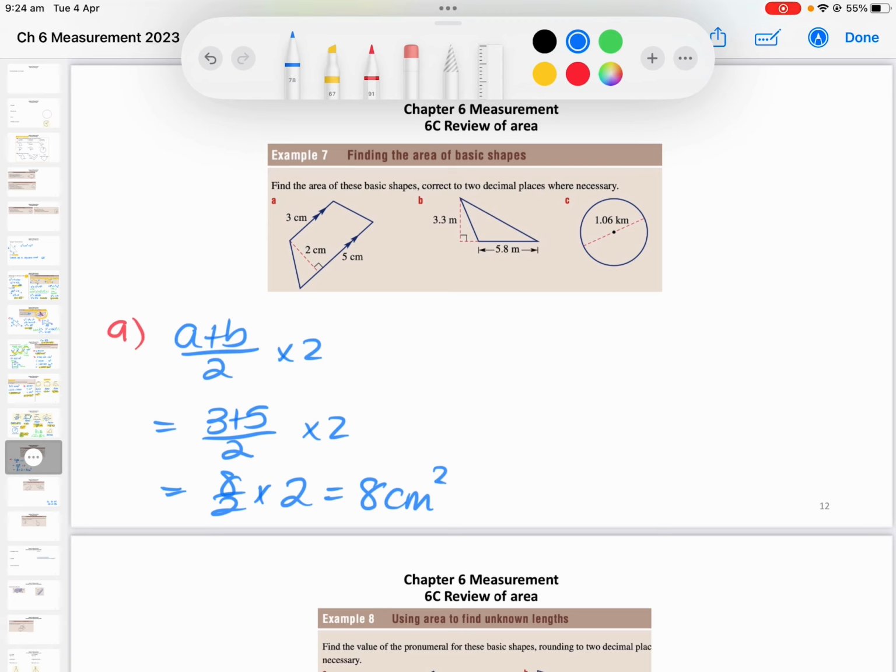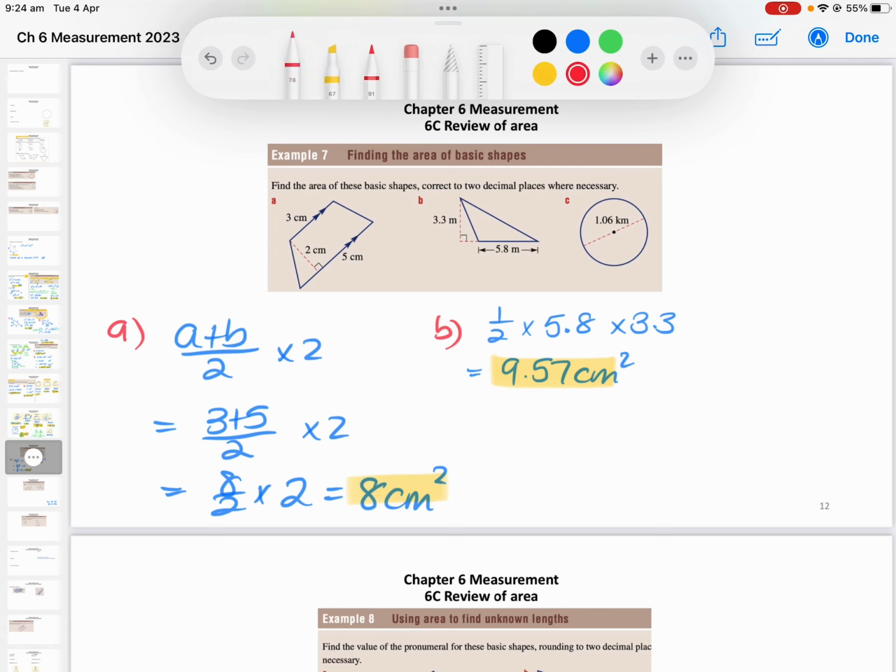Let's keep going. B, half times the base times the height. And we just pop that into our calculator to get 9.57 centimetres squared. Remember, you'll have to press Control equals at the end, or Control Enter, sorry.